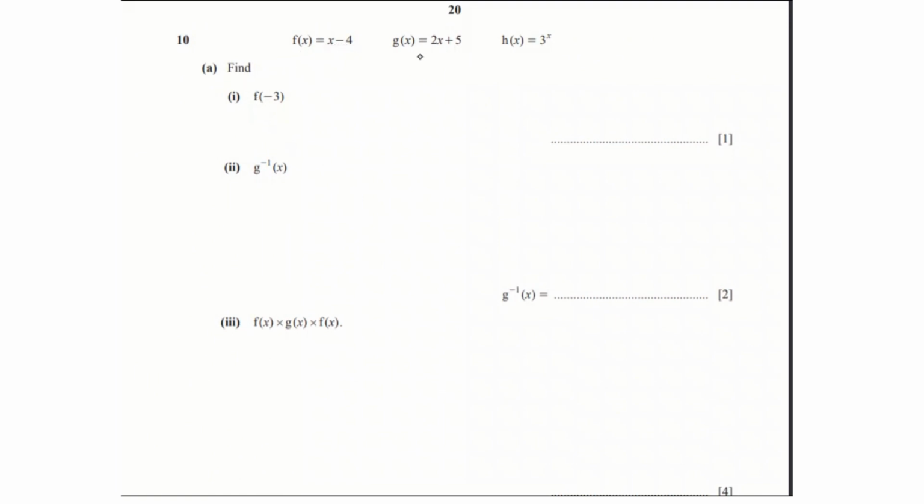f of x is equal to x minus 4, g of x is equal to 2x plus 5, h of x is equal to 3 raised to x. Find f of minus 3. So put the value of x as minus 3. So f of minus 3 is minus 3 minus 4, which is equal to minus 7.